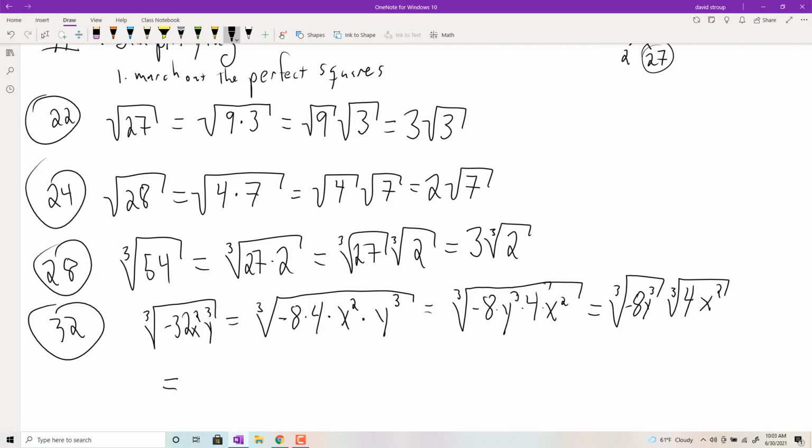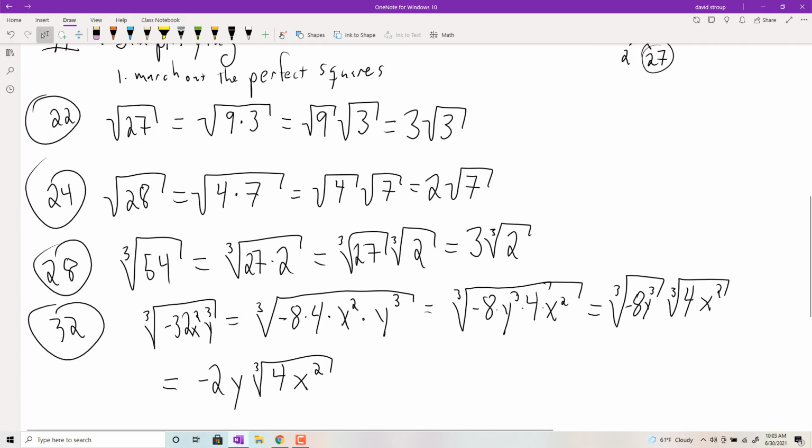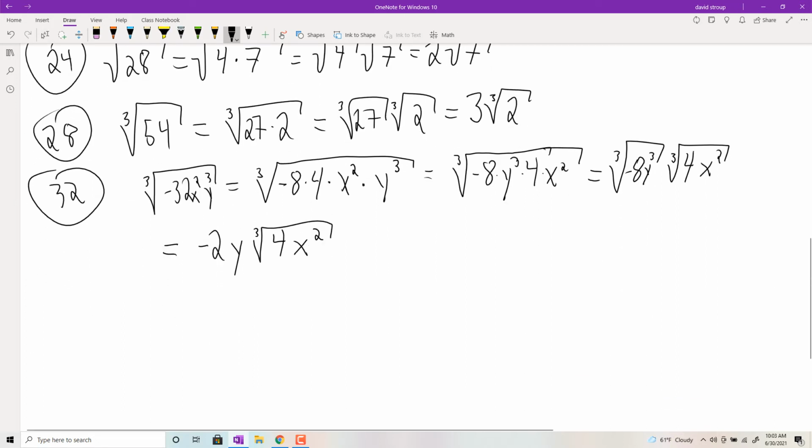Okay, and then you have the cube root of negative 8. It's negative 2 times negative 2 times negative 2 gives you negative 8, so it's negative 2. The cube root of y cubed was just y. You're asking yourself, what times what times what gives me y cubed? It's just y. And then you have some leftover bits here, 4x squared.